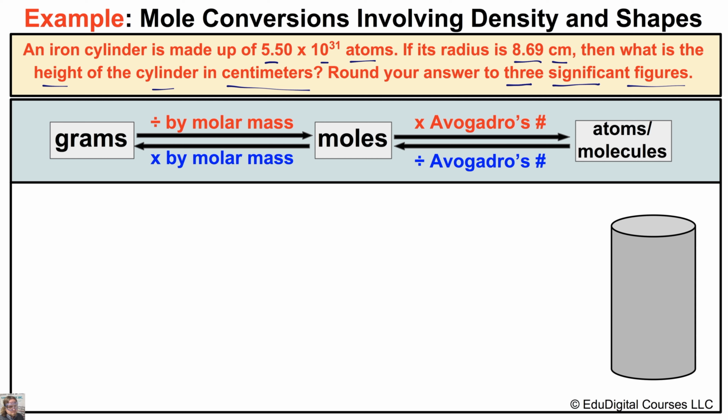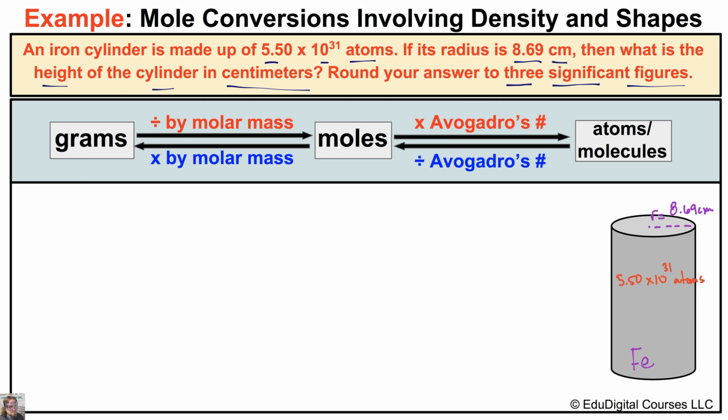So in this problem, what I like to do is draw myself a little picture so I can keep track of what's happening. We have a cylinder here, and what we know about this cylinder is that it is made up of iron. We also know that its radius is equal to 8.69 centimeters. And one last thing that we know is that it is made up of 5.50 times 10 to the 31st atoms.